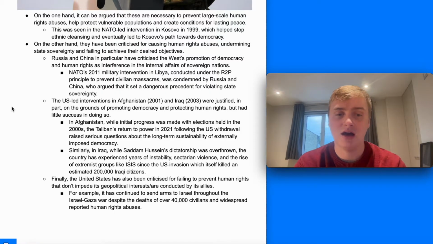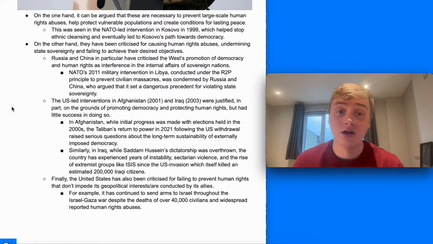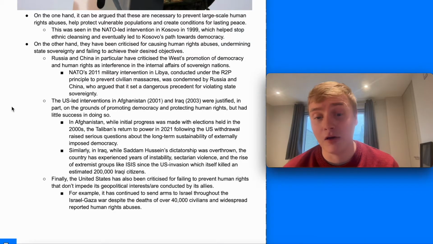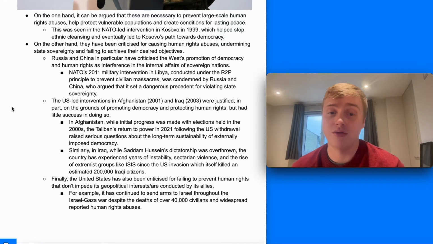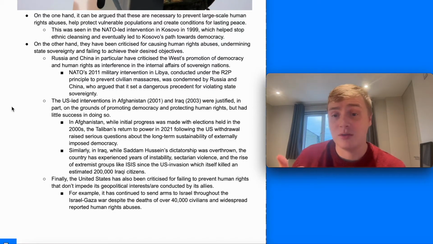200,000 Iraqi citizens. So the West and democracies might claim to spread democracy and human rights across the globe, but it can be argued that they actually do a lot more damage and aren't effective at doing so, especially as the United States itself has been criticised for failing to prevent human rights abuses, especially those conducted by its allies and themselves.